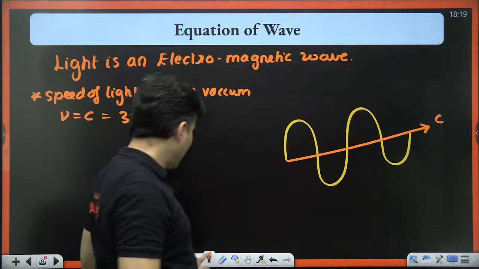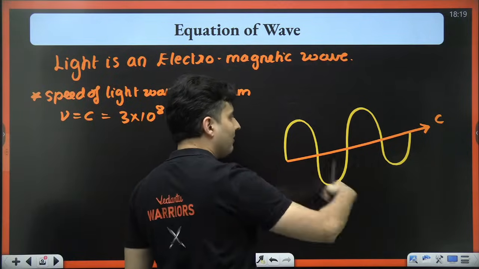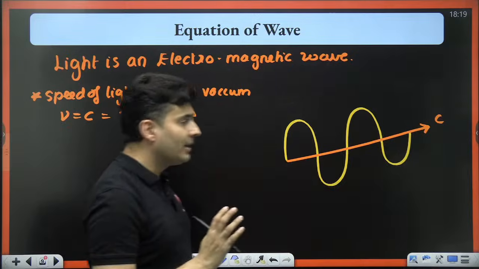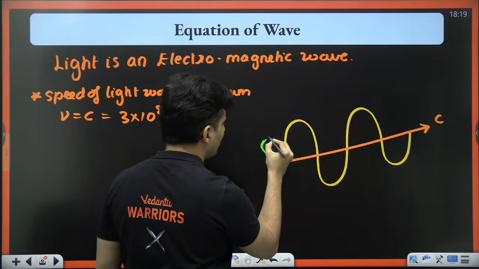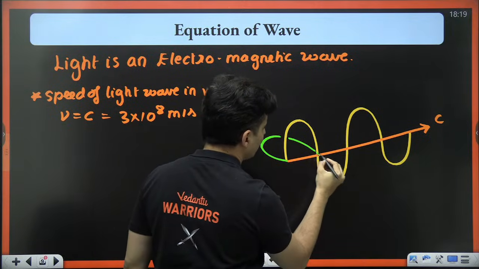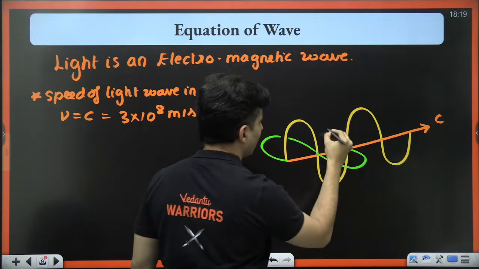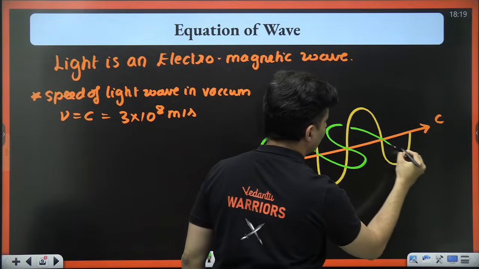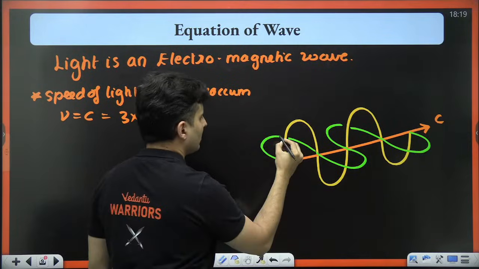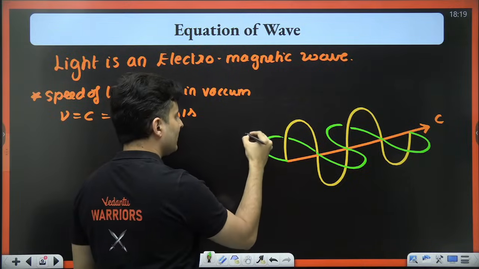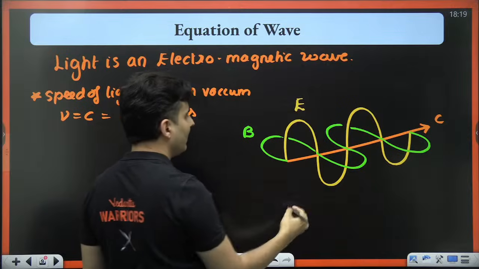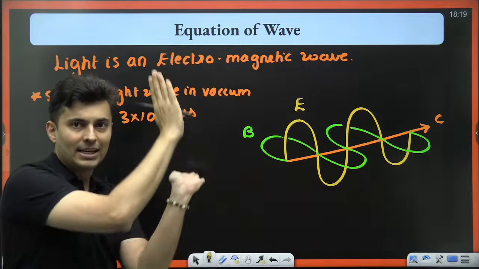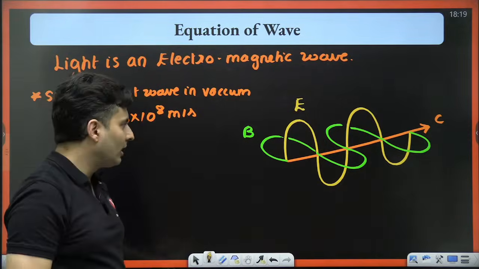And the electric field, if it is like this, the magnetic field will be in the perpendicular plane. So maybe I'll have to show it something like this, like this, like this, and like this. So this is your magnetic field and this is your electric field. If you notice, the electric field and the magnetic field are perpendicular to each other.